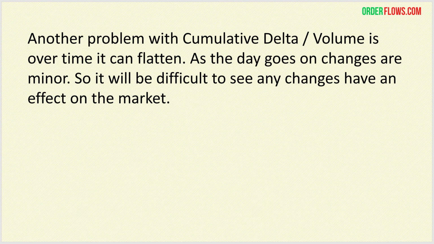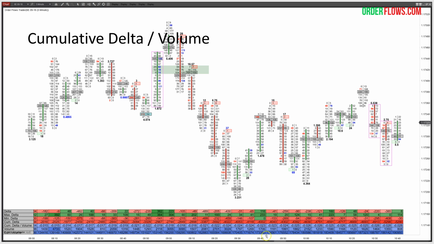Another problem I have with cumulative delta divided by the total volume is that over time it's going to flatten, and as the day goes on, changes are minor. And what that means is it's going to be difficult to see any changes having an effect on the market, because as the day goes on, total volume is going to be increasing. It's never going to decrease, whereas the cumulative delta can get bigger or it could get smaller. Like I said, you can't subtract volume once it's traded, but cumulative delta can get bigger or smaller.